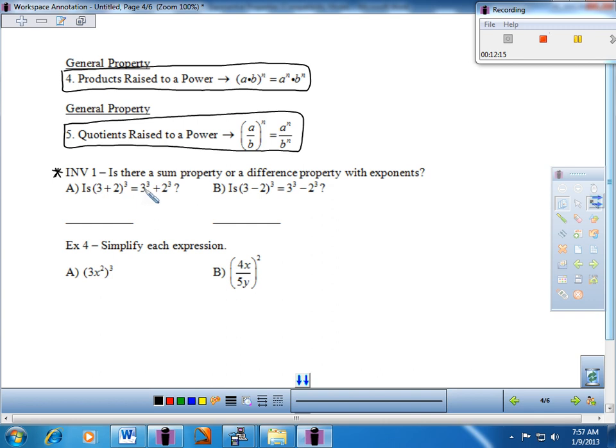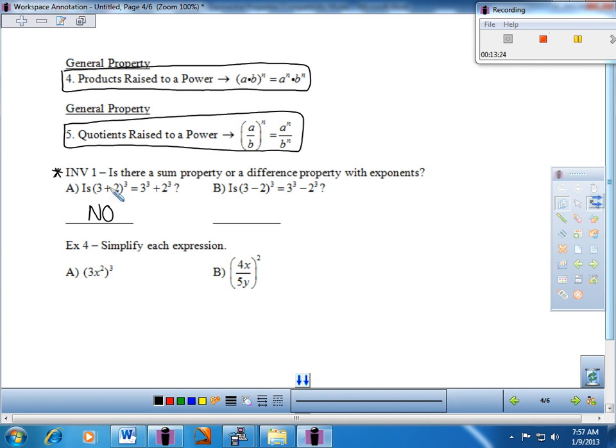So the left side of this equation is 125. And the right side, I end up getting a 27. 3 to the third is 27, and 2 to the third is 8. 27 and 8, that is by no means the same as this over here. So can I just remove the parentheses if there's a plus in between, like I did with those 2 properties above? Absolutely not.